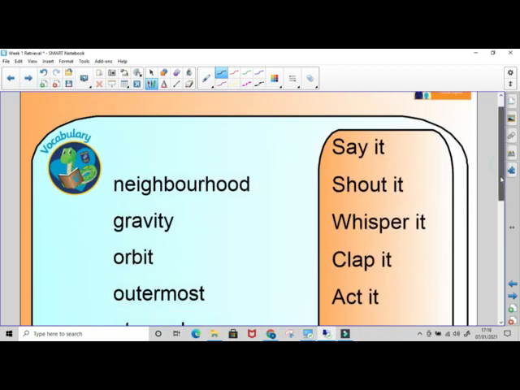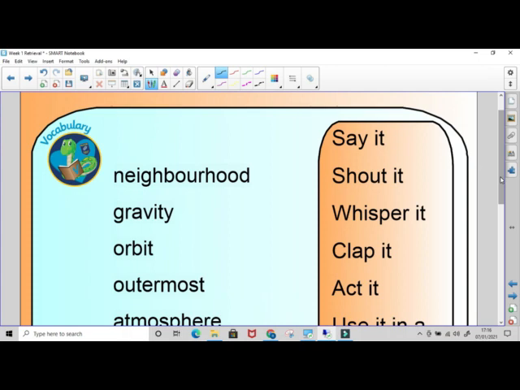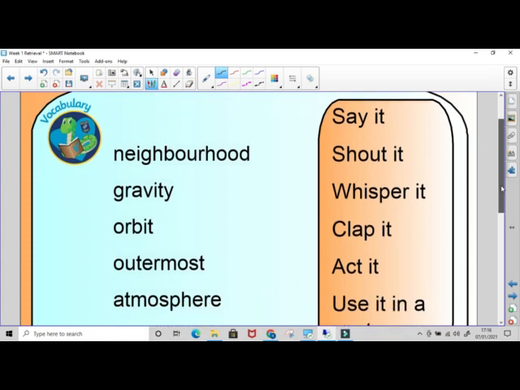Okay, neighborhood, gravity, orbit, outermost, atmosphere.